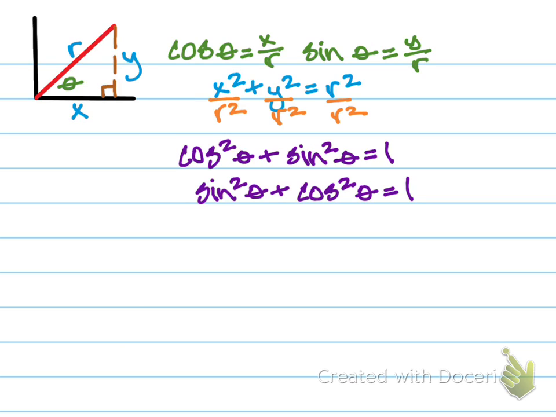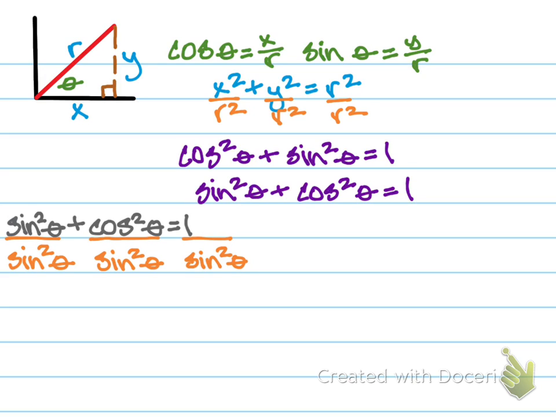And that one's pretty easy to remember. We use that one the most. If we take that first one and we divide everything through by sine squared, we get 1 plus cotangent squared is cosecant squared. That one is our second Pythagorean identity.